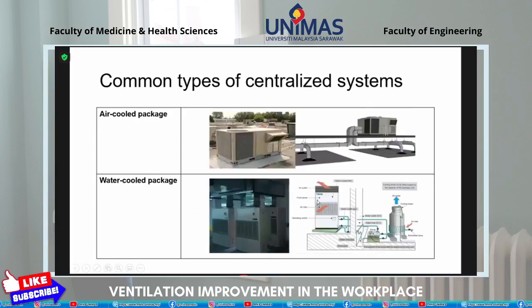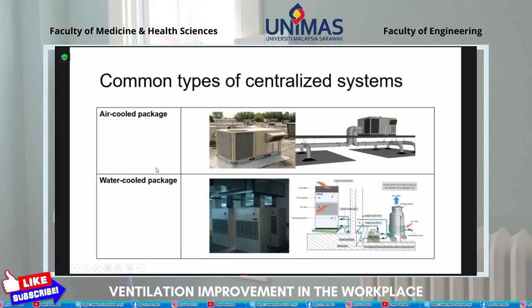Okay, and we have the air-cooled package, which is less common here in Malaysia, where in some cases it is installed on top of the roof, or in some cases we call it a rooftop package. It is just like an outdoor unit, but basically there are outdoor and indoor parts. There are a condenser coil and an evaporator coil within the same unit, and the cool air is supplied from that unit with a ducting system.